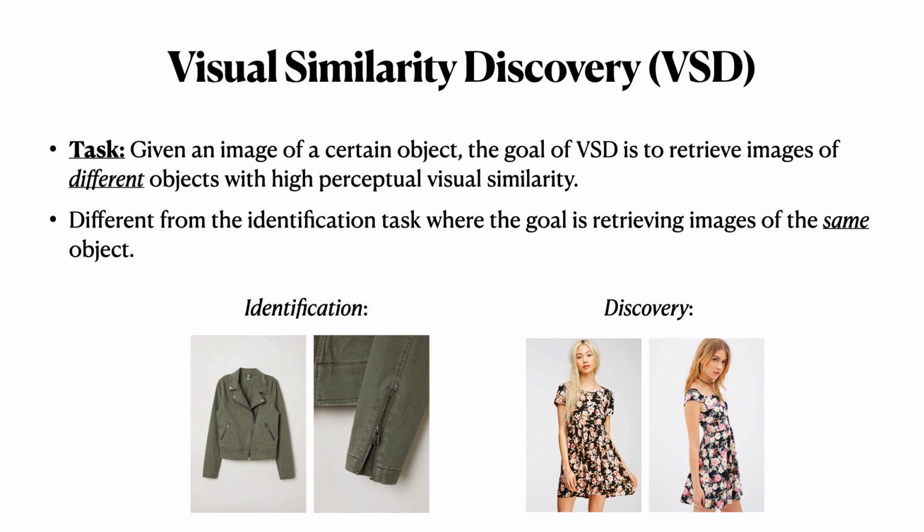definition. So given an image of a certain object, visual similarity discovery retrieves images of different objects with high perceptual visual similarity. This is different from the common image retrieval task, also known as the identification task, where the goal is to retrieve images of the same object.